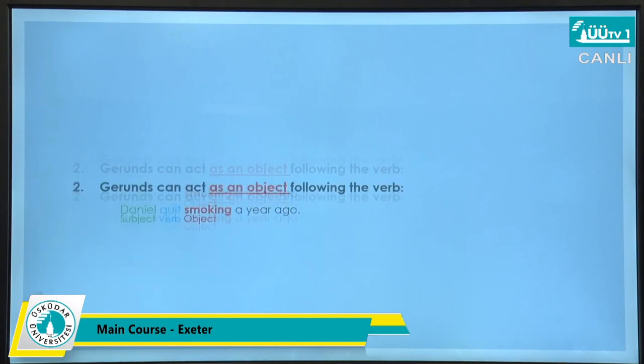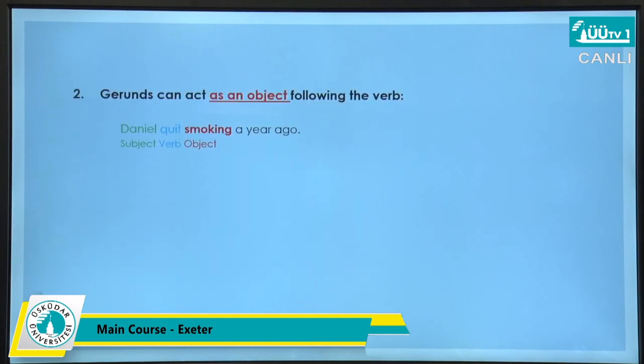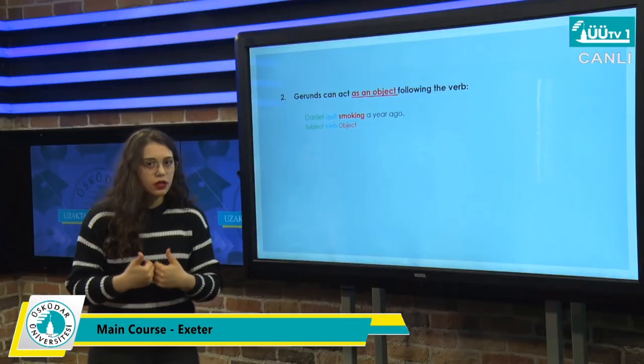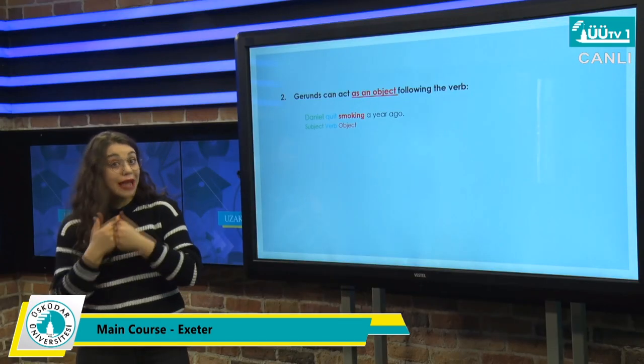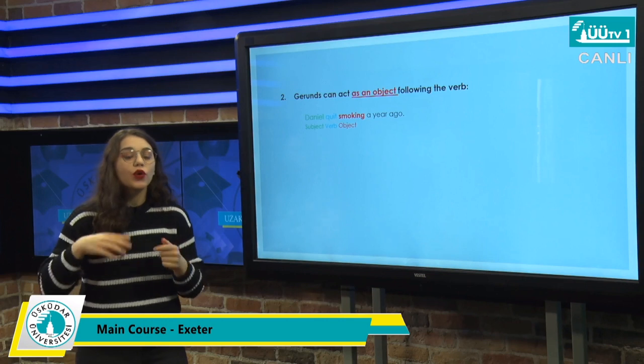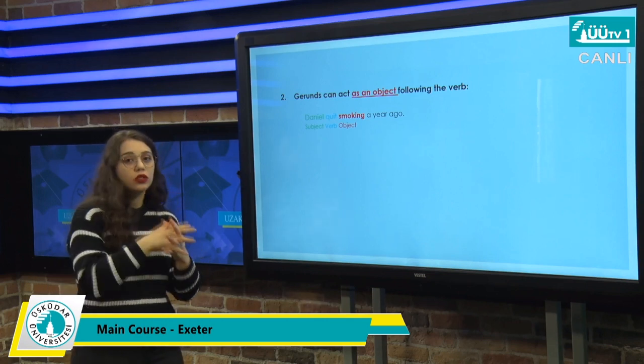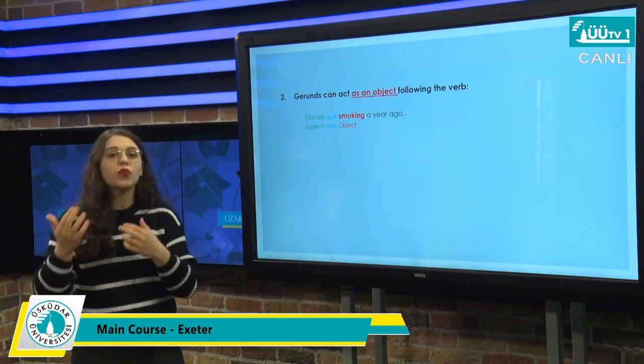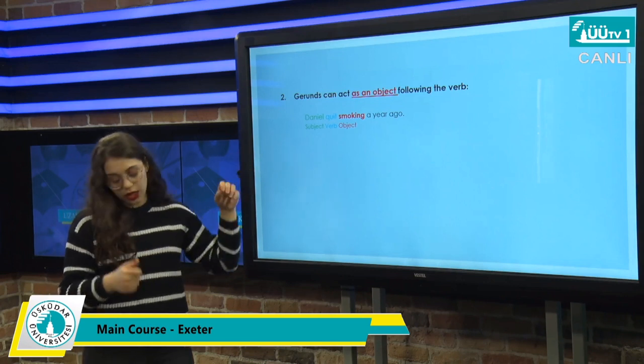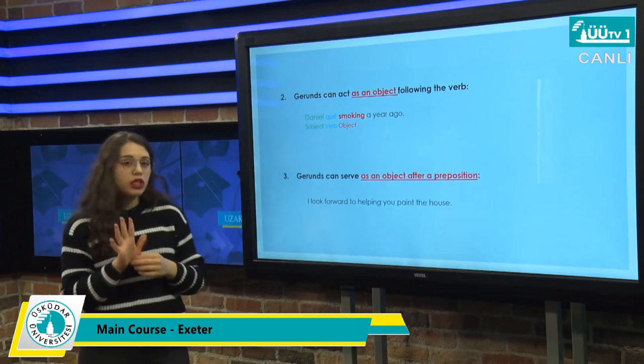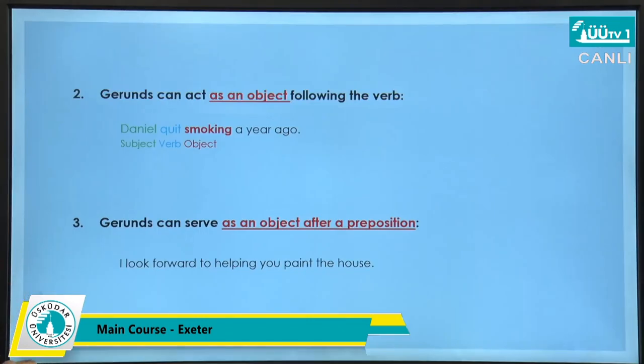Or we can use gerunds as an object following the verb. Like here, Daniel quit smoking a year ago. So Daniel is our subject, quit is the actual verb. And after quit, we use a gerund because to talk about an object, smoking, we can use a gerund here. Or a gerund can serve as an object after a preposition. I look forward to helping you paint the house. After I look forward to, we use gerunds.